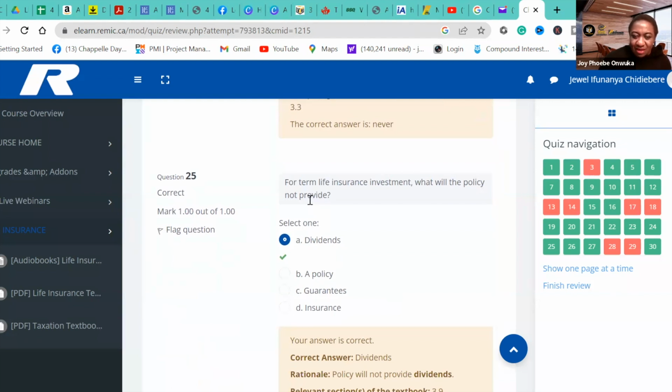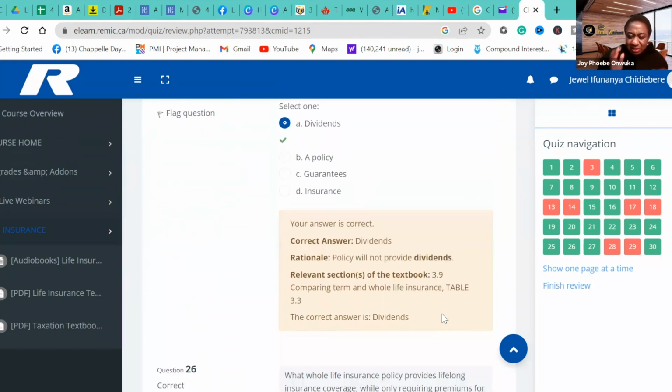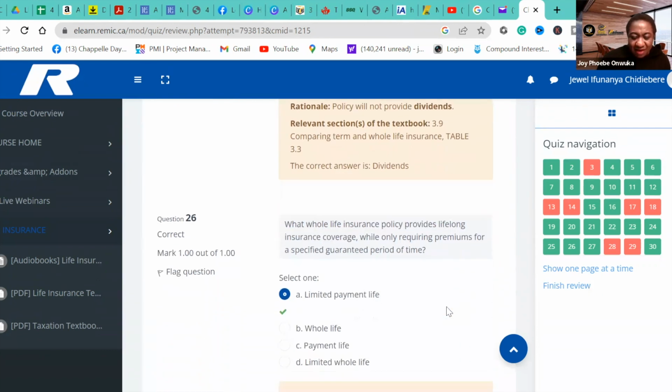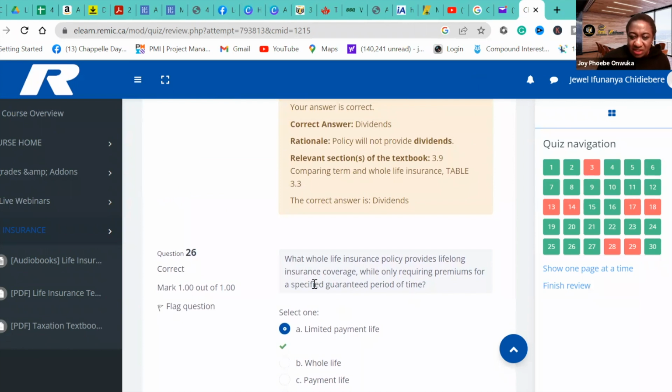25. For term insurance investments, what would the policy not provide? It doesn't provide dividends. Term insurance doesn't have investments, right? So the rationale is that the policy will not provide dividends. Never have, never will.